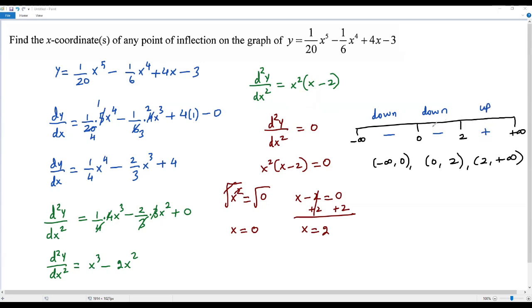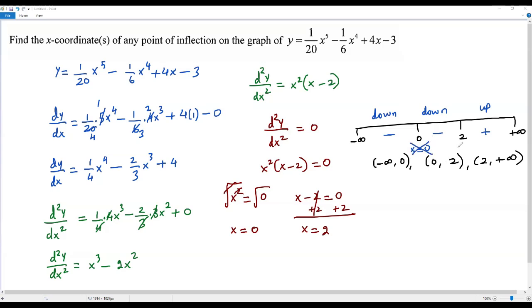So when the graph of the given function passes through x equals 0, it does not change its concavity. On the left side of x equals 0, the graph is concave downward. And on the right side of x equals 0 also, the graph is concave down. So it does not change its concavity. So we don't have a point of inflection at x equals 0.